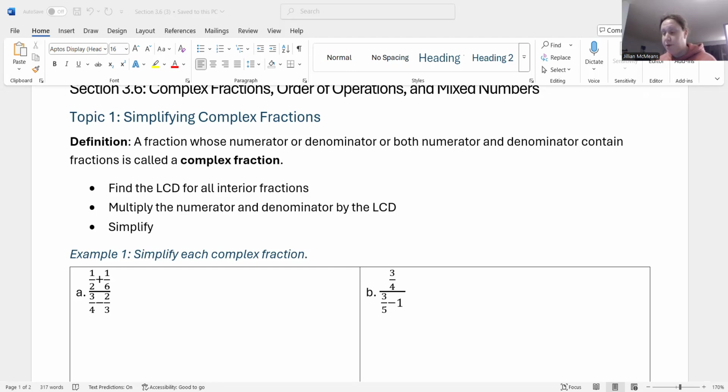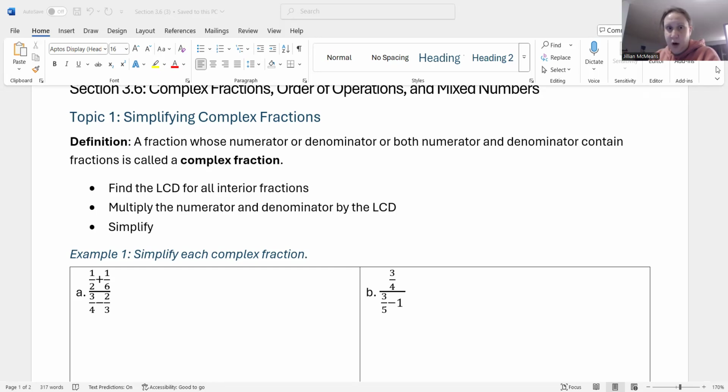What you could do is add or subtract in your numerator and then divide, but that becomes kind of a lengthy process. So if you do have one of these complex fractions, there's kind of like a shortcut way that you could simplify this. And the way we do that is we look at all of the interior fractions and we find the LCD for those. And then we multiply all of the interior fractions, so the numerator and the denominator, by this LCD, and things simplify really, really nicely. Okay, so let's go ahead and look at an example.